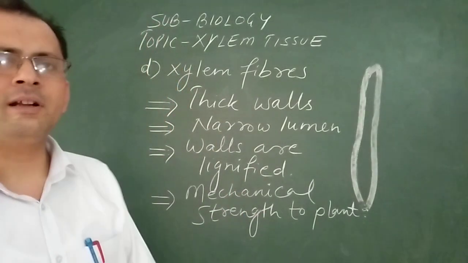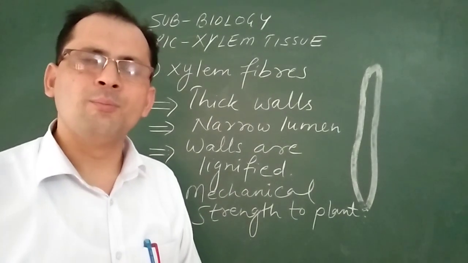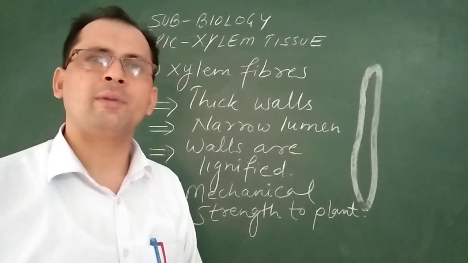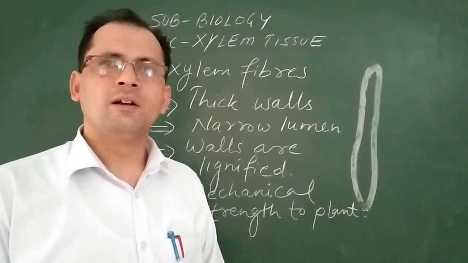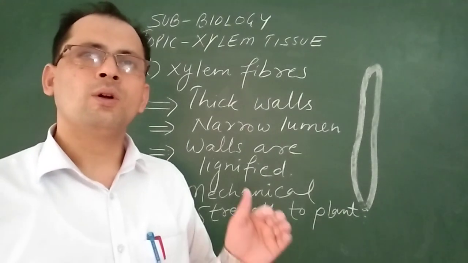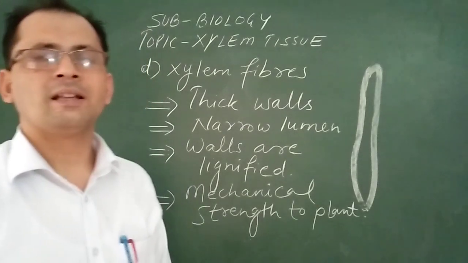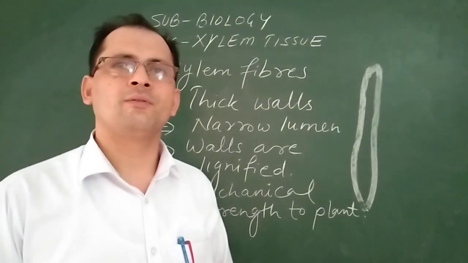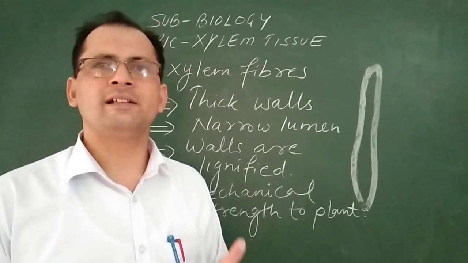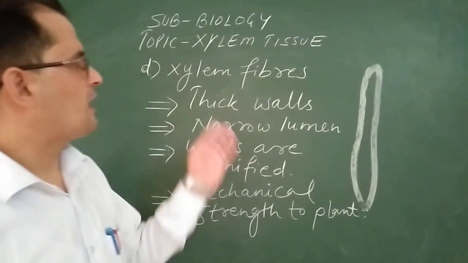So xylem fiber is made up of dead cells. The cell walls are composed of lignin. The cell wall is thick due to the deposition of the chemical known as lignin. The major function of this xylem fiber is to give mechanical strength to the plant. So these are the four types of cells which make up the xylem tissue. First is tracheids, second is vessels, third is xylem parenchyma and the fourth is xylem fibers.